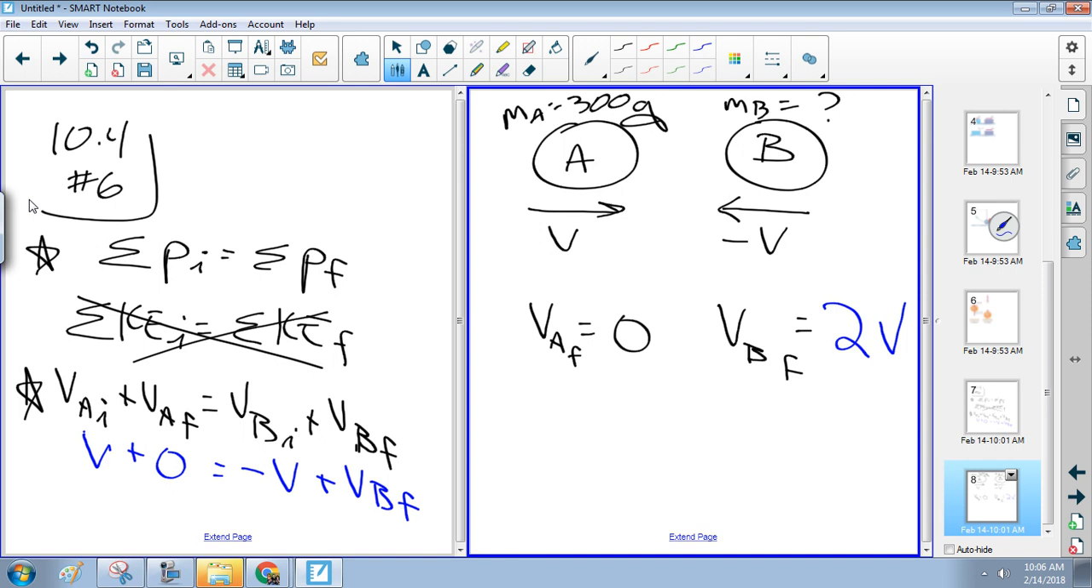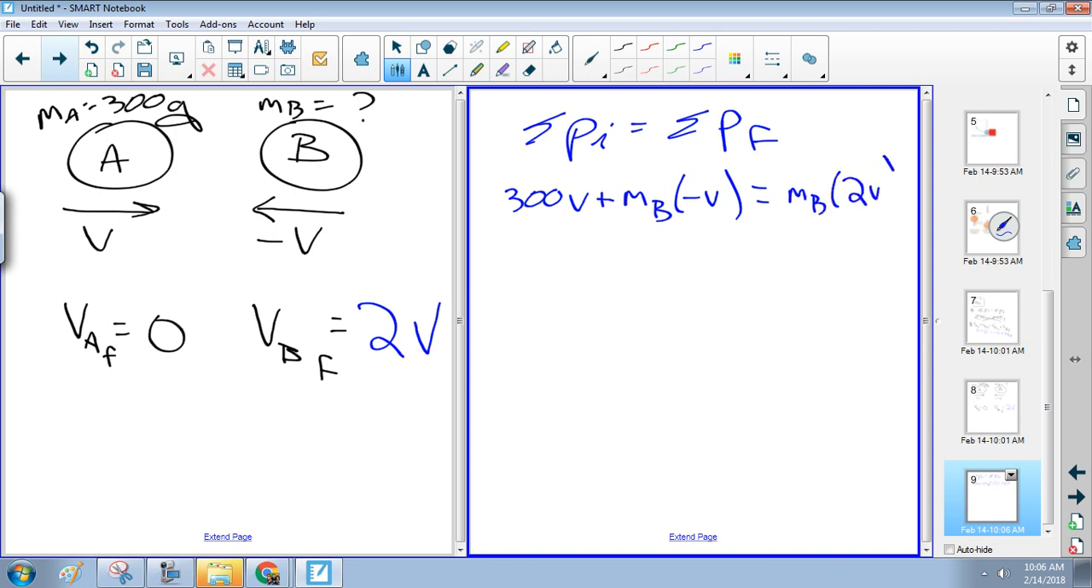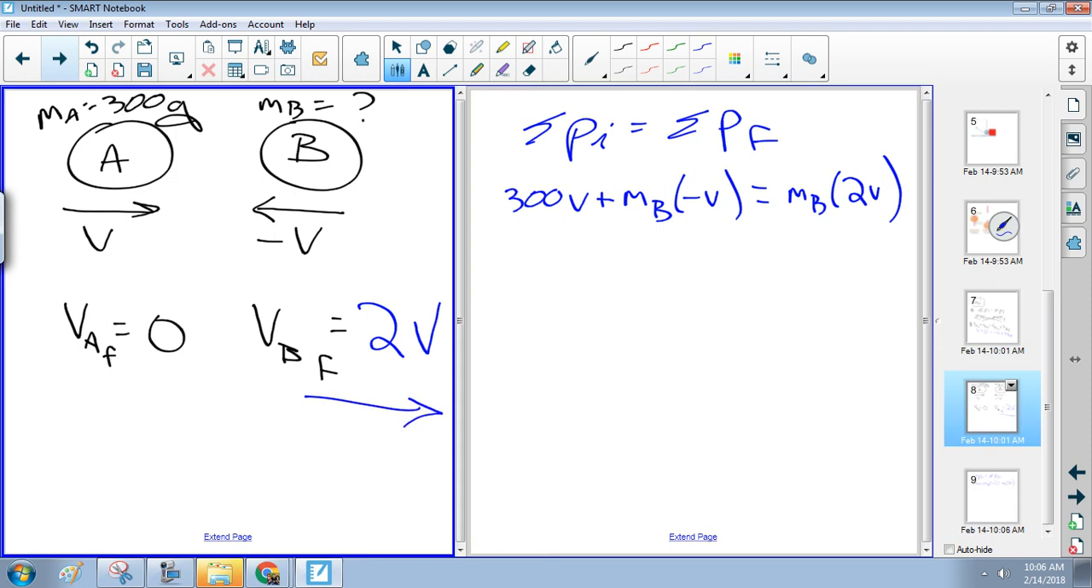Okay, so that's that. All right, so now we ought to be able to find the mass. To find the mass, what equation should I use? The momentum equation, right? So here we go. The total momentum before the collision equals the total momentum after the collision. So we're going to have 300v plus the mass of B times negative v equals 0 plus the mass of B times 2v, right? And then we ought to be able to solve that.